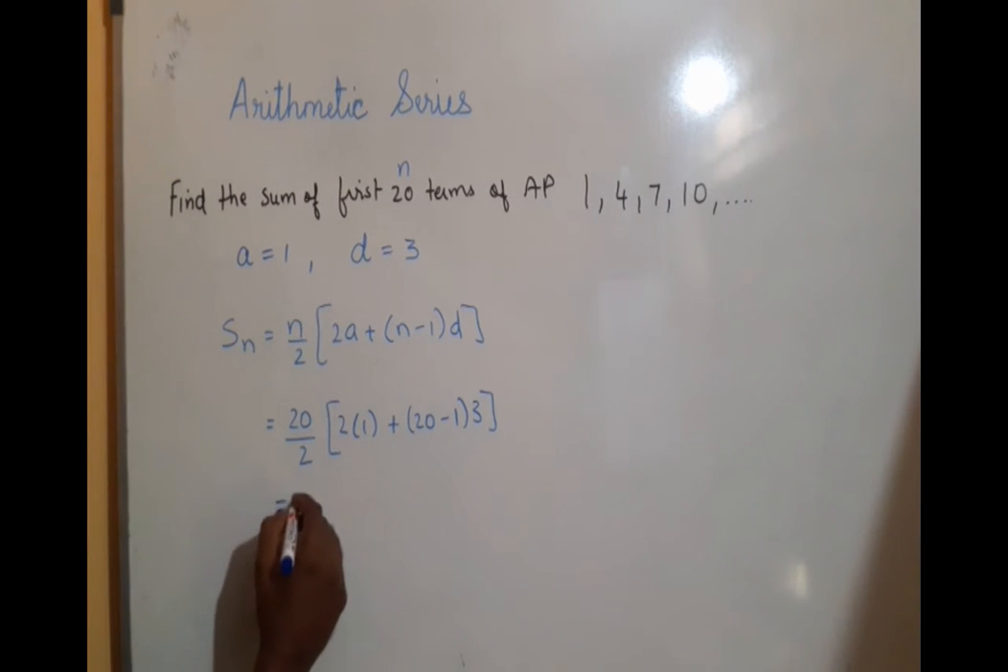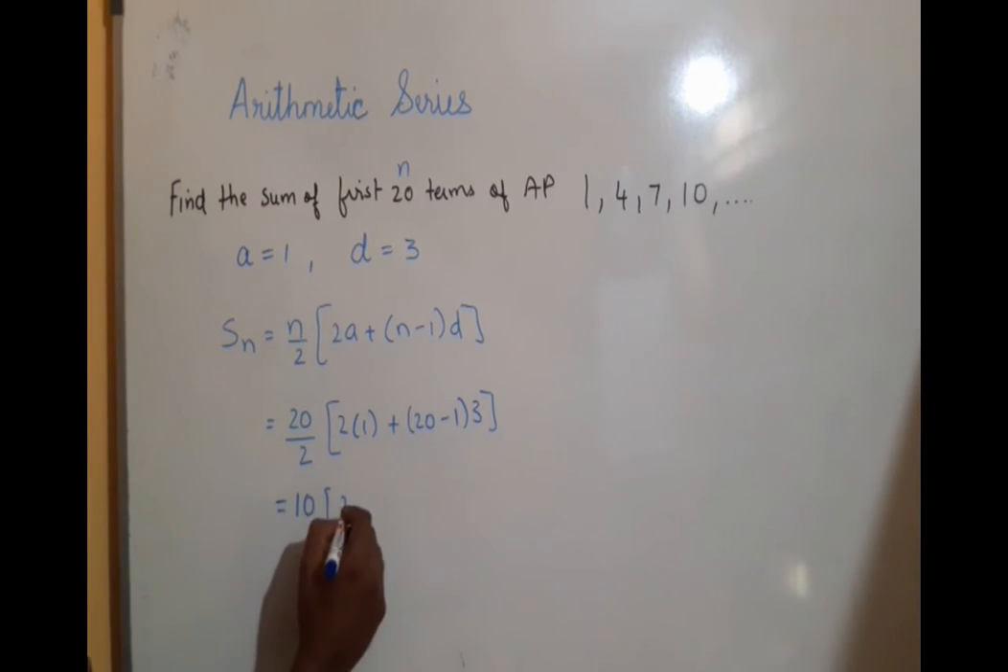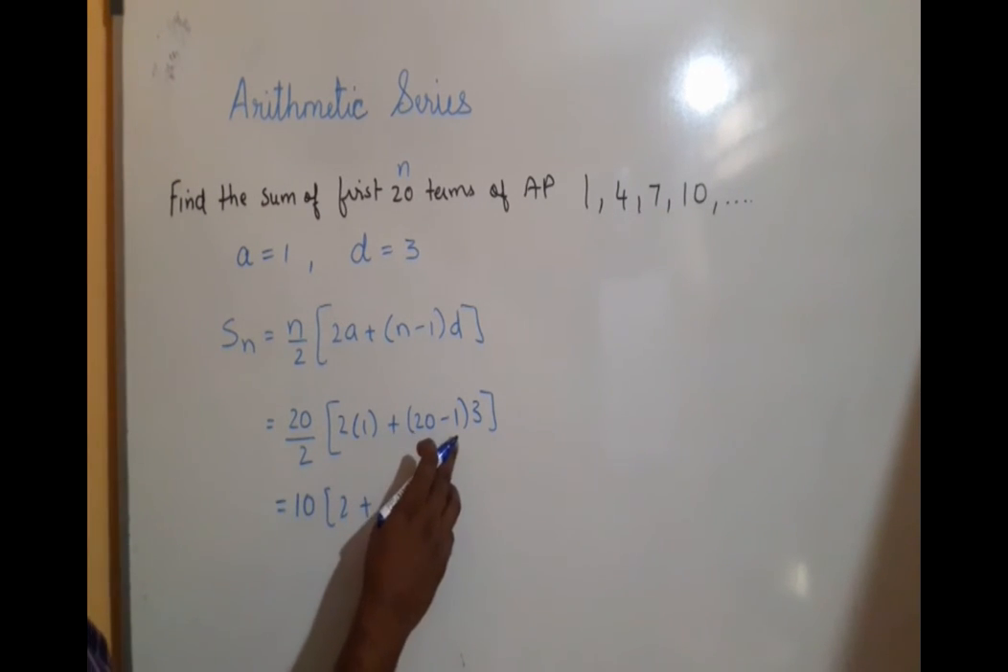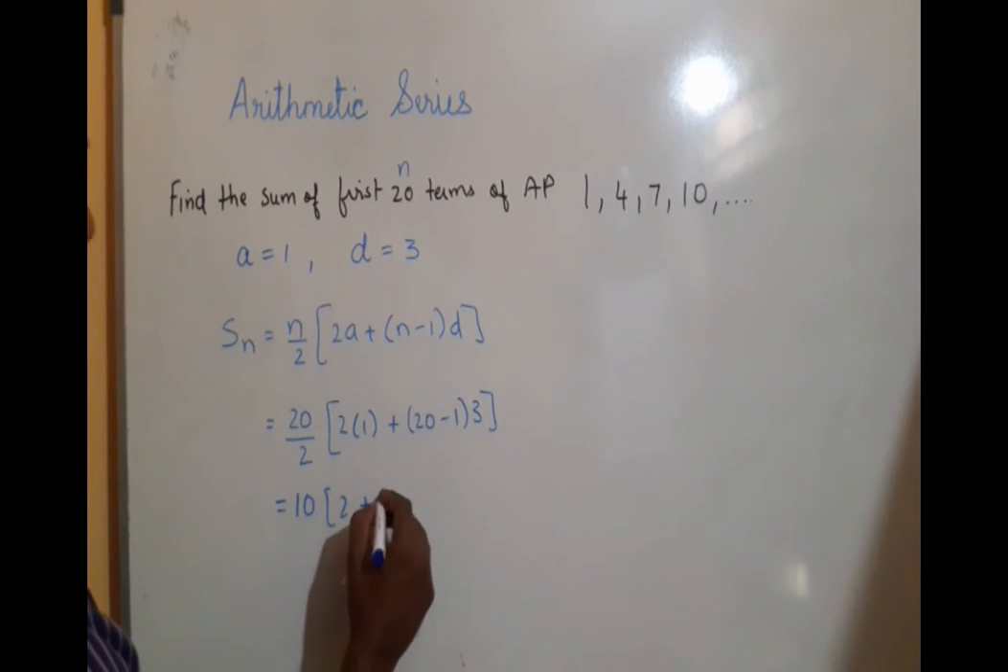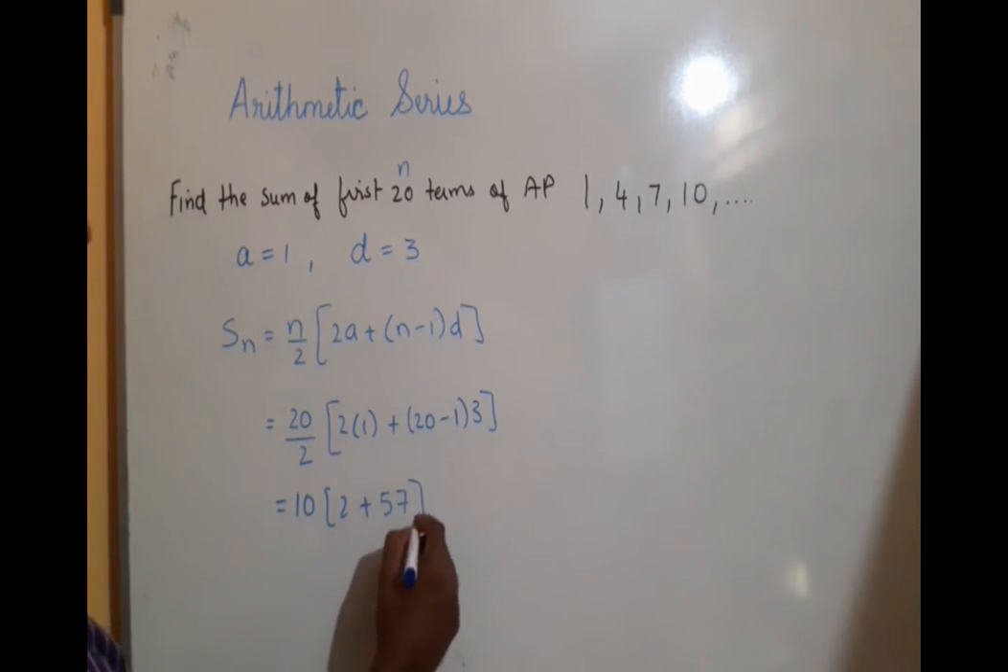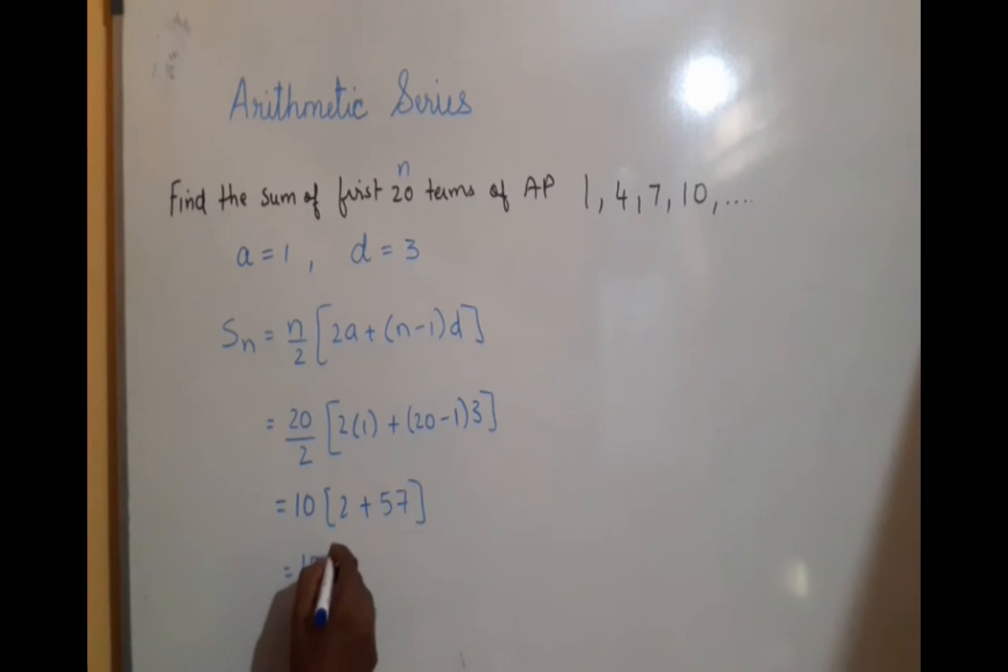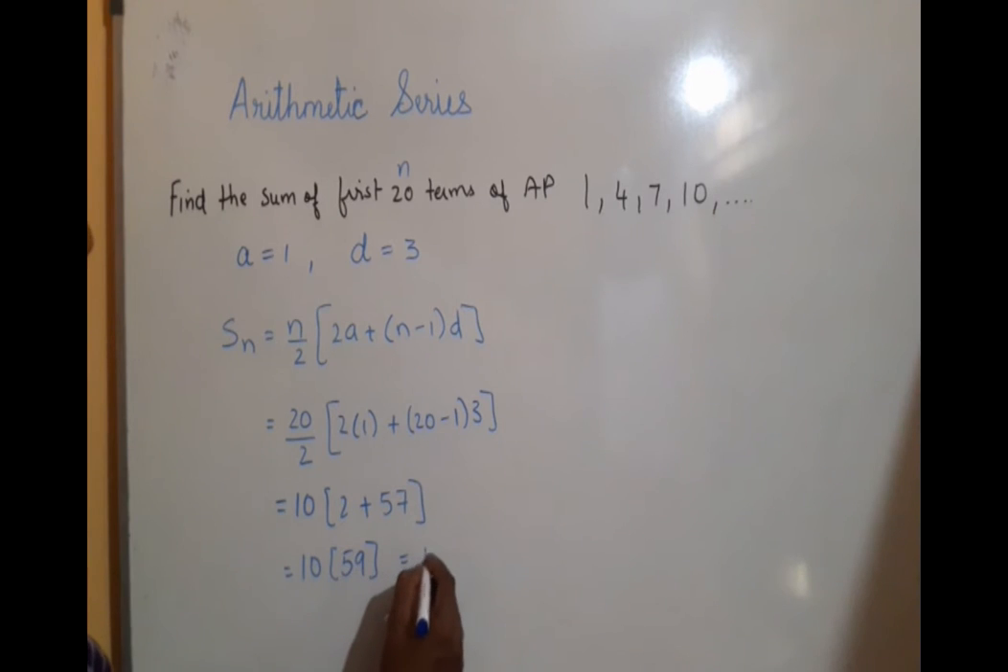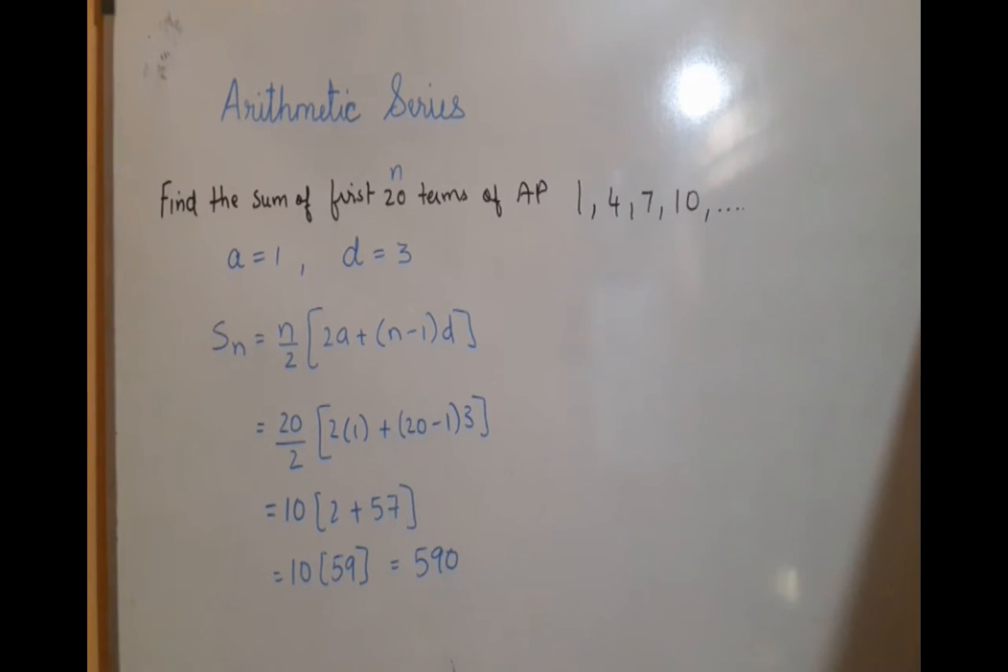So we have 20 divided by 2 is 10. 2 plus 20 minus 1 is 19. 19 threes are 57. So we have 10 into 2 plus 57, which is 59. And the answer is 590. We have solved this example. And I hope you can see that we are finding the sum of the first 20 terms of this AP. So we have used this formula of the sum of an arithmetic sequence.